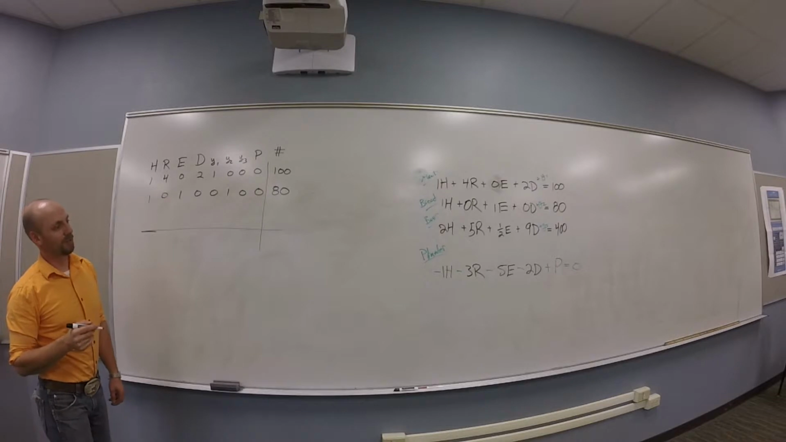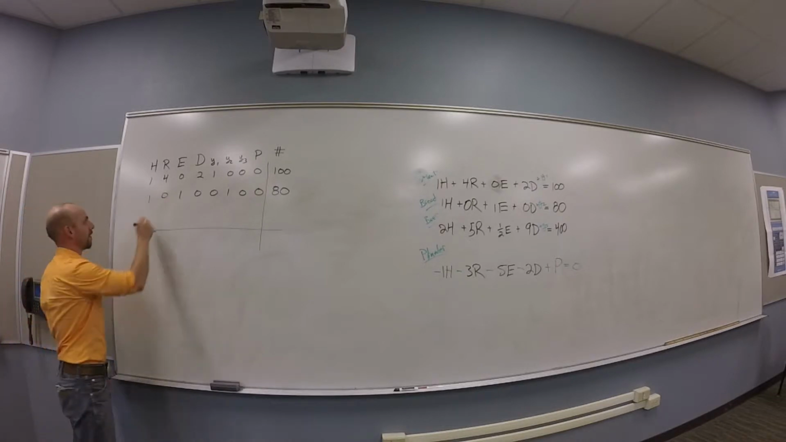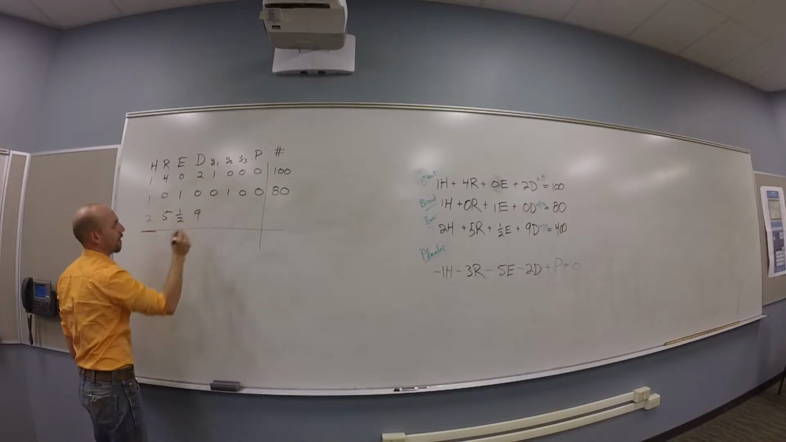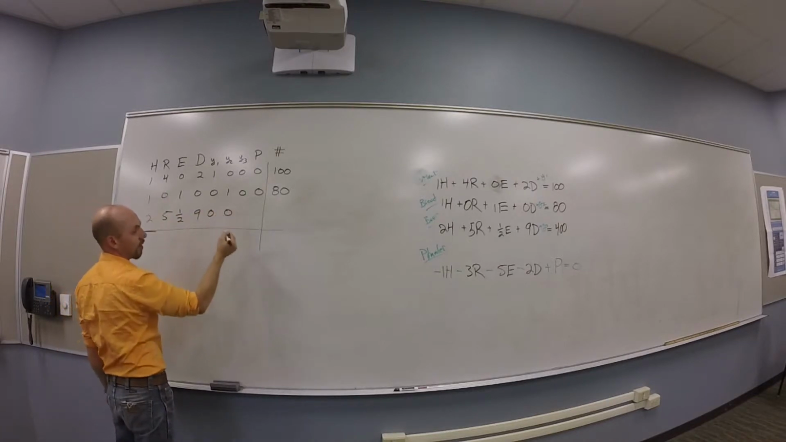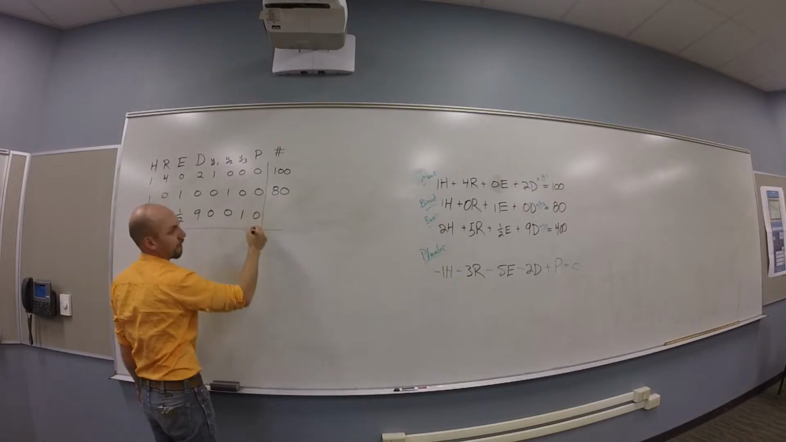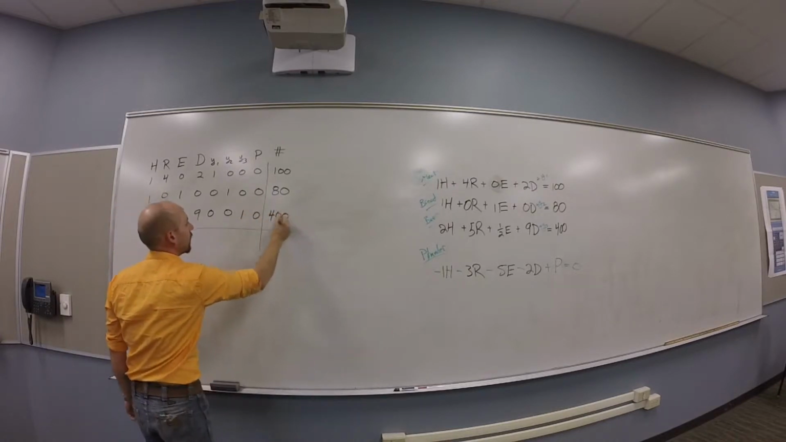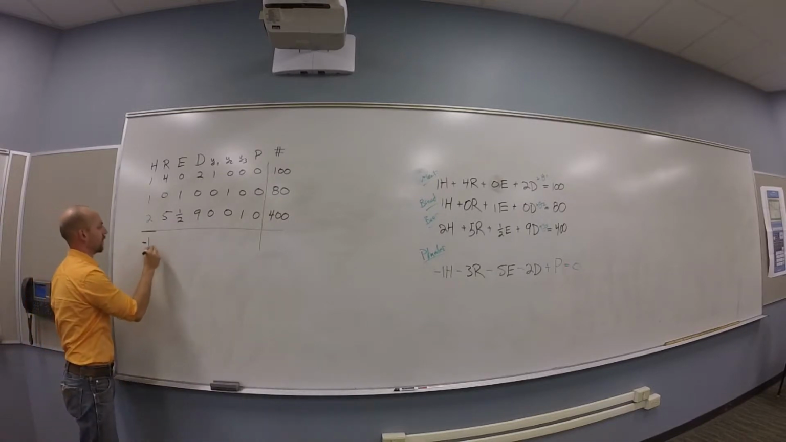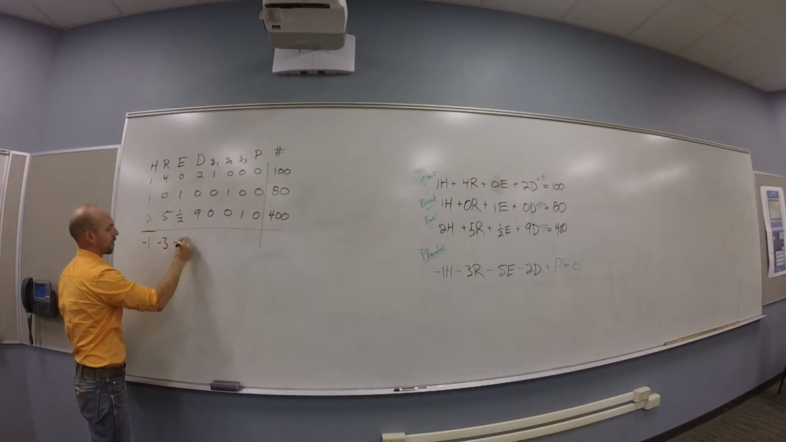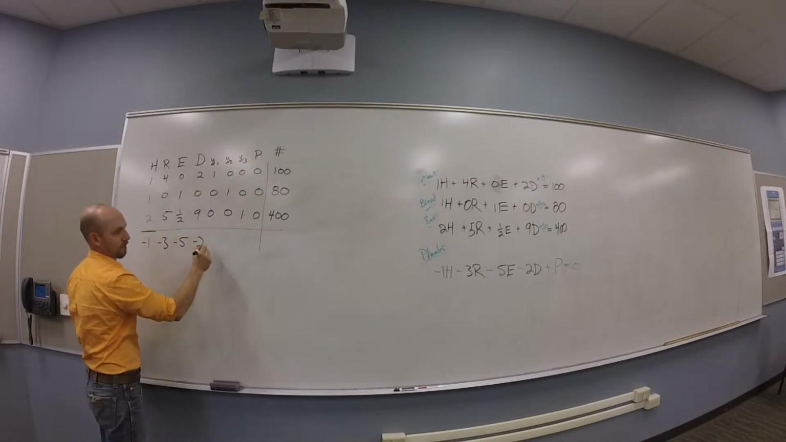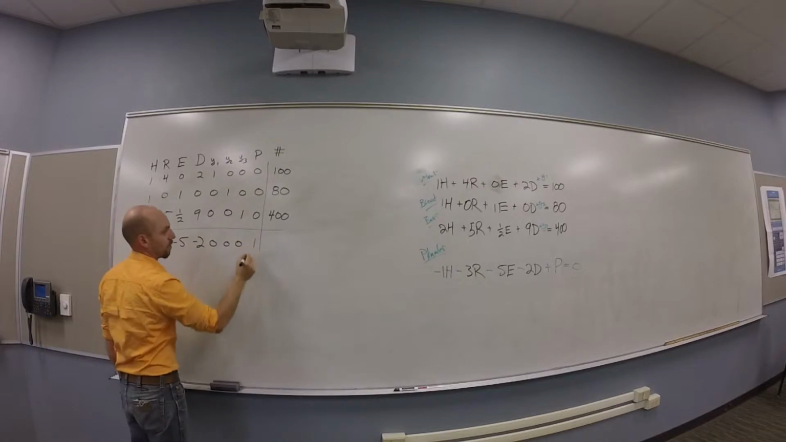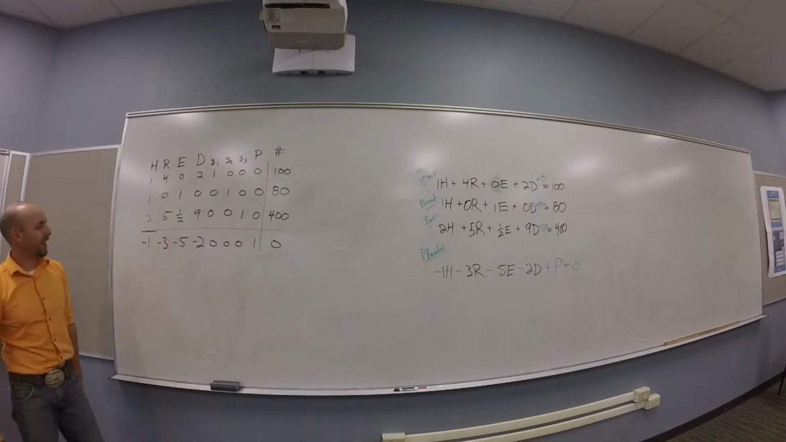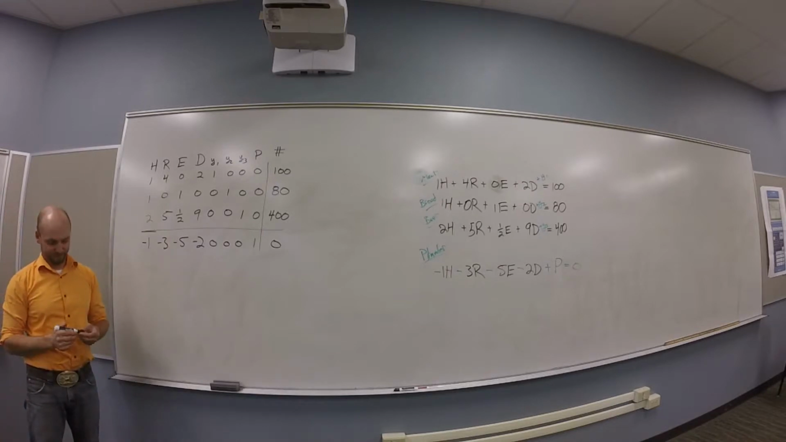How about that beer equation? What do you got? 2.5, half, 2.5, 1 half, 9, 9, 0, 0, 0, 0, 1, 0, 400, and -1, -3, -5, -2, 0, 0, 0, 0, or 1. Cool. Okay, so now what do you see?